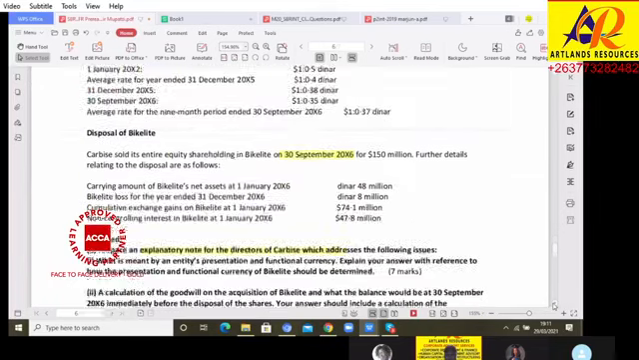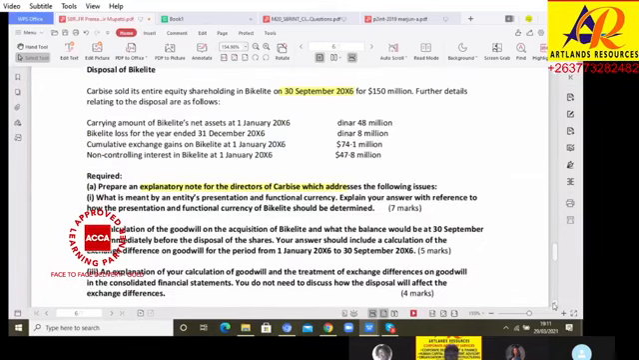Continuing, we are on our Bike Light question. A calculation of goodwill on acquisition of Bike Light, so you are drafting an explanatory note. This is an explanatory note which addresses the following. I need people who answer the question as said. It's an explanatory note which should provide the calculation of goodwill and what the balance would be at 30 September 2026 immediately before the disposal.